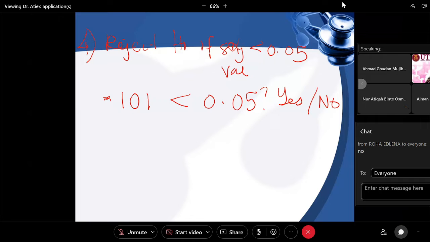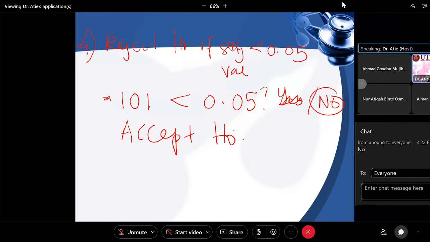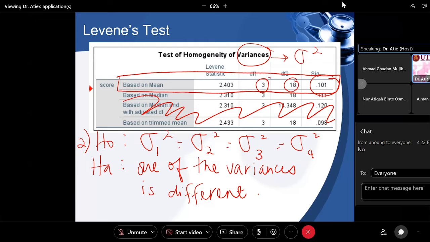Okay, the answer is no. So no, because obviously 0.101 is greater than 0.05. So since the answer is no, we cannot reject the H naught. Therefore, we need to accept H naught. When I say accept H naught, we need to go back to our hypothesis. So we accept this one, this statement right here.